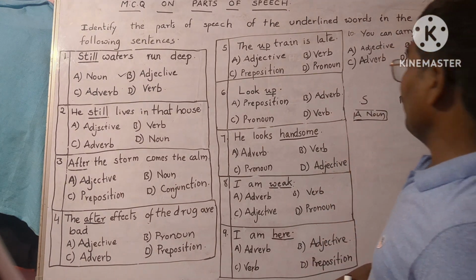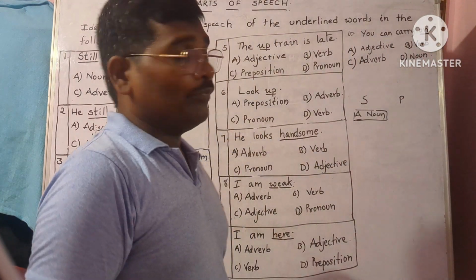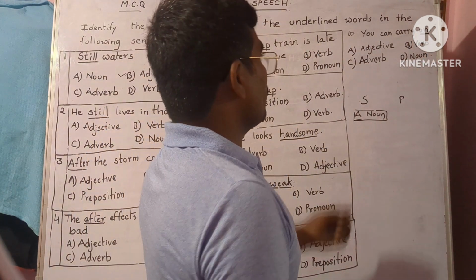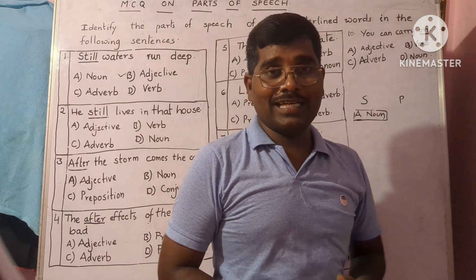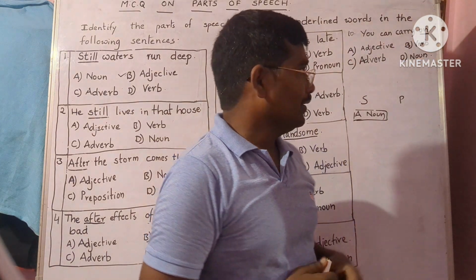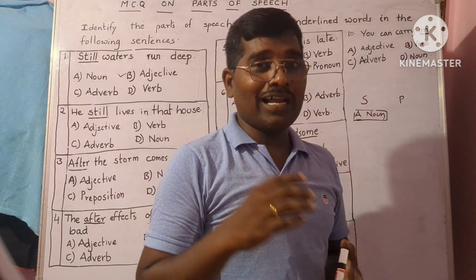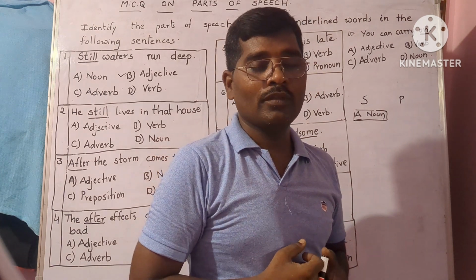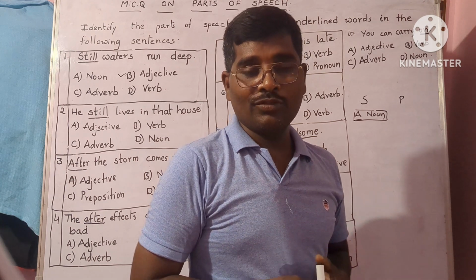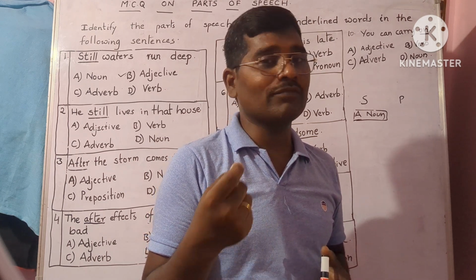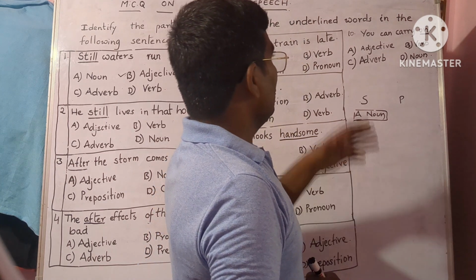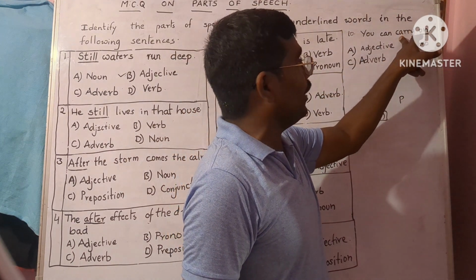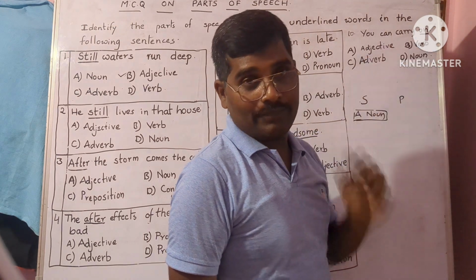When you go to the 10th one, you can see here, friends, you can carry on. Many students misunderstand that on is a preposition. But as we have already discussed, unless we use a word in a sentence, we can't decide the part of speech of that particular word. Here, the word on is adding something to the meaning of the word carry.